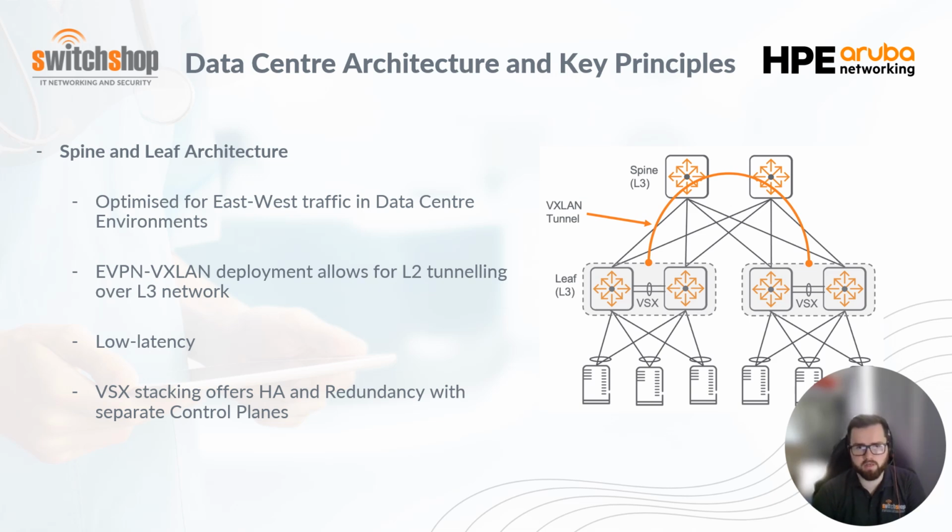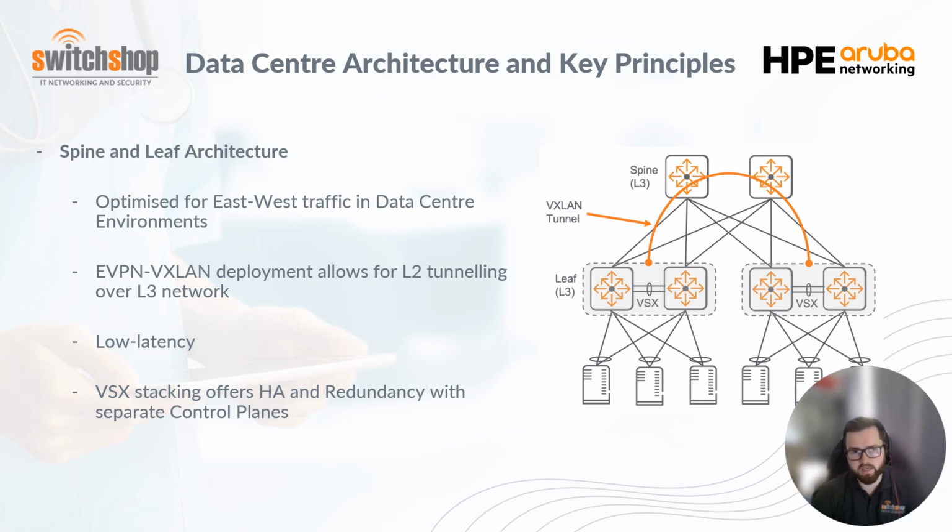The spine and leaf architecture minimizes latency and bottlenecks, as traffic only needs to make 2 hops from one leaf switch to another via the spine switch. This reduces the number of hops between switches in a traditional 3-tier architecture. Spine and leaf also allows for redundancy, as each leaf is connected to each spine, preventing downtime should a member fail, and is easily scalable as more spines can be added to the network as the number of leaf switches grow, in order to avoid oversubscription to spine switches.